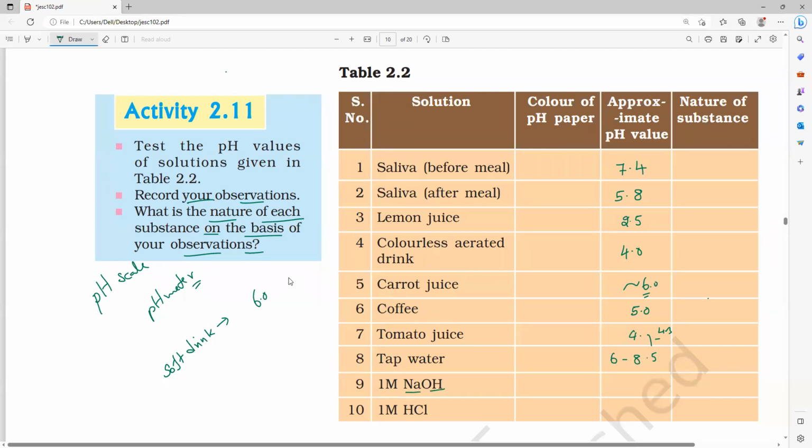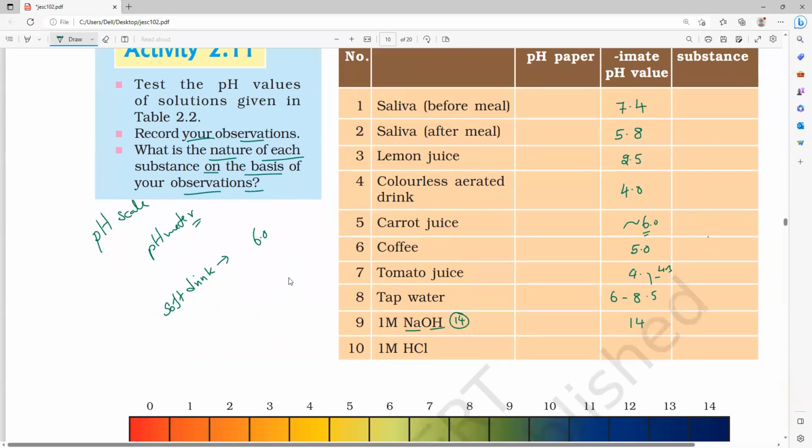See, 1 mole of NaOH, what is the pH value? 14. NaOH is a sodium base, a strong base. Same way, 1 mole of HCl is a strong acid with pH value 0. That is what you have to remember.